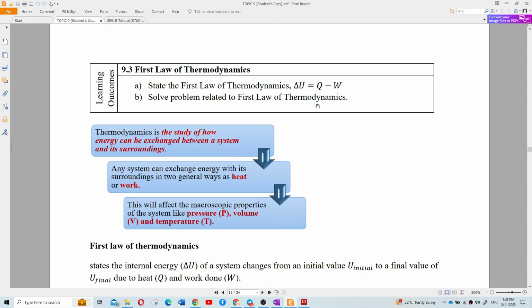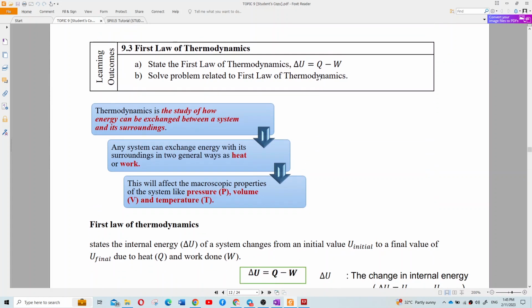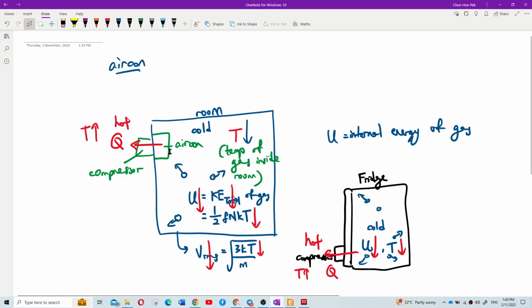All right. So today we're going to learn about the first law of thermodynamics, which is this formula: delta U equal to Q minus W. Okay, heat. The aircon brings the energy out in the form of heat. Energy can exit the room in the form of heat. Energy can also exit the room in another form, which is the form of work done.